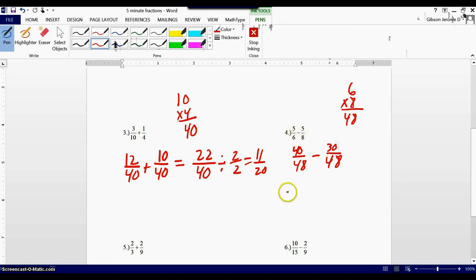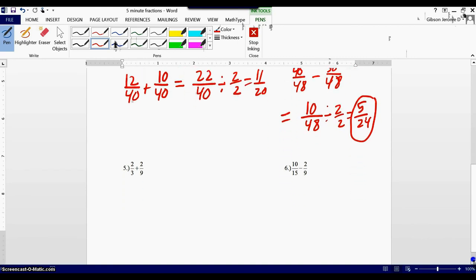So now we would subtract. We know our denominator would stay 48 because we would carry over our denominator. And then we would subtract our numerators. 40 minus 30 is 10. Now if you notice here, we both have even numbers, so we could divide them by 2. 10 divided by 2 is 5, and 48 divided by 2 is 24. Now 5 and 24 have nothing in common, so that would be our final answer.